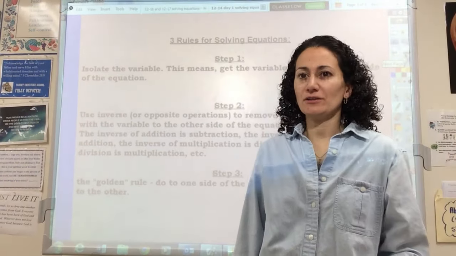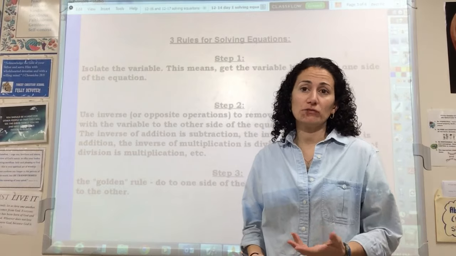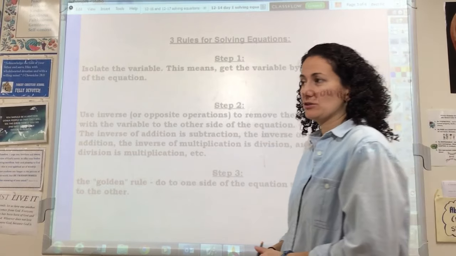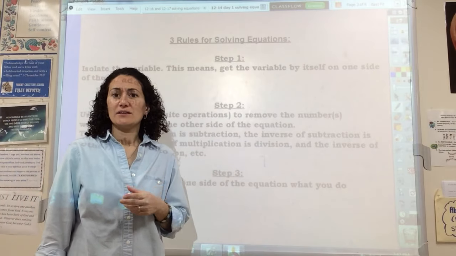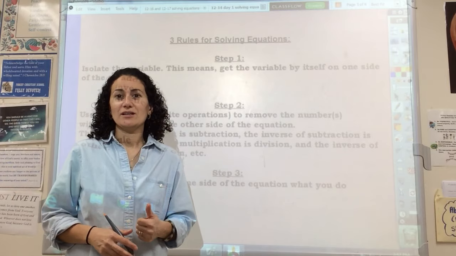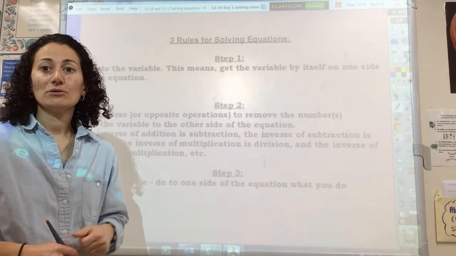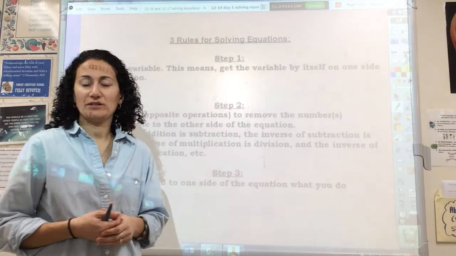Today we're going to continue learning how to solve one-step equations. I want to remind you of the 3 rules for solving equations. Rule number 1, isolate the variable. This means you want to get the variable alone on one side of the equation. Rule number 2, use opposite operations, also known as inverse operations.